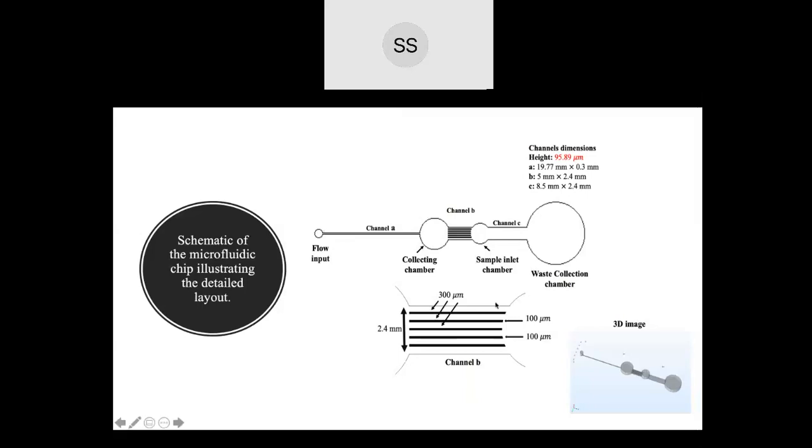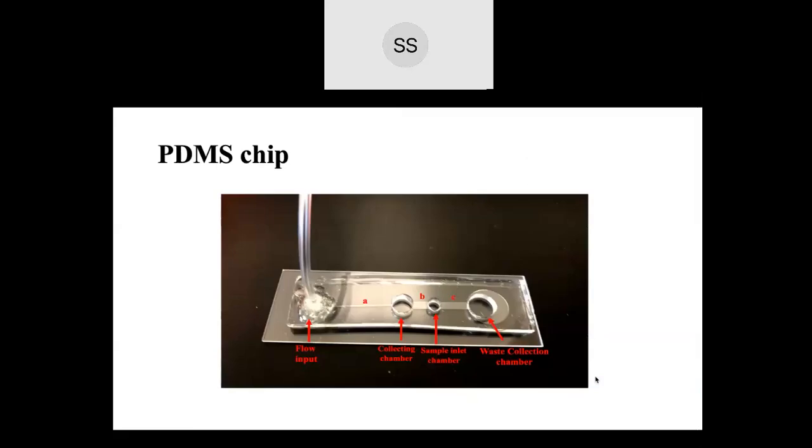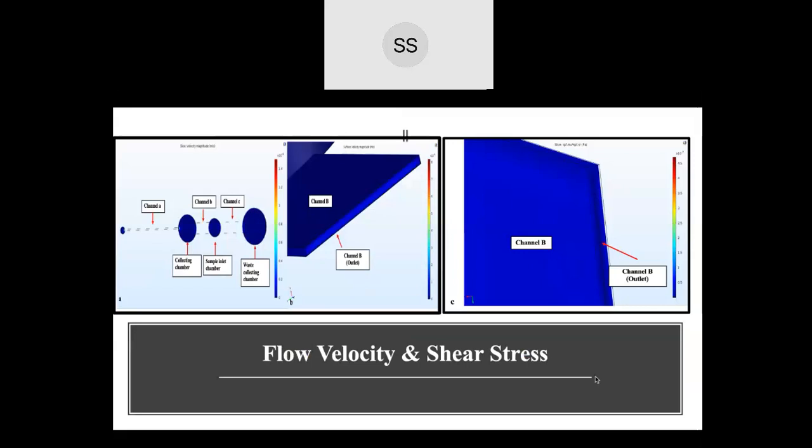Bottom right, you can see the 3D image of the microfluidic chip which we have designed. This image is obtained in COMSOL software. So this is an actual microfluidic chip which we have designed. It is a PDMS based chip which isolates the healthy and motile sperm cells from the semen sample. We further simulated the microfluidic chip in COMSOL to look at the velocity profile and the shear stress.